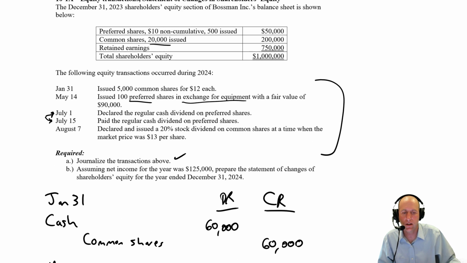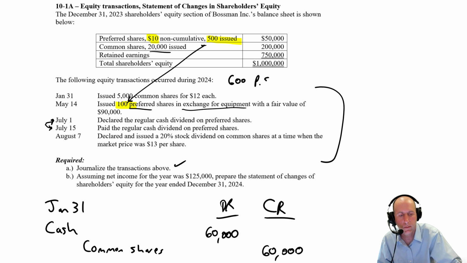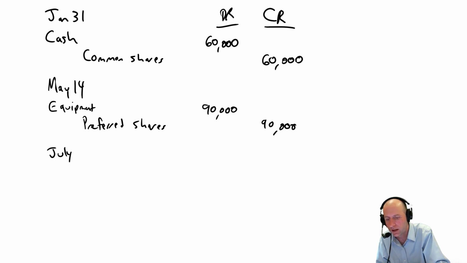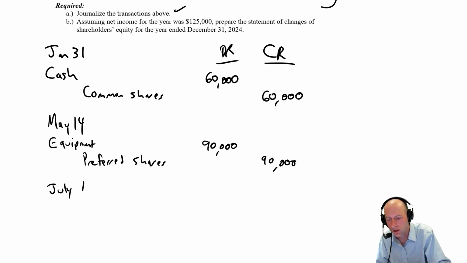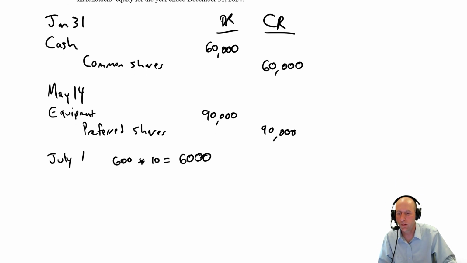The regular cash dividend on preferred shares is $10 per share, and we have 500 shares issued, but we just issued 100 more, so we have 600 shares out there. Again, we have 500 plus the 100 we just issued. That's 600 preferred shares outstanding. So we pay a $10 dividend on every one, 600 times 10. That's the math here on July the 1st. So again, it's 600 preferred shares times $10 per share. It's $6,000 worth of dividends that are being promised.